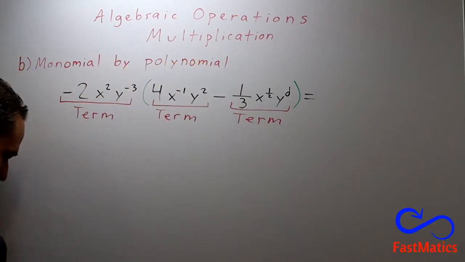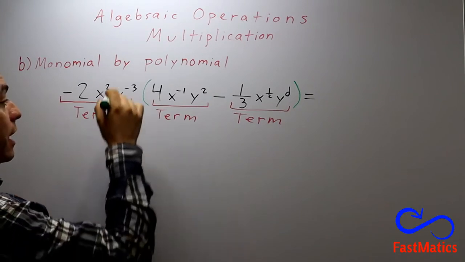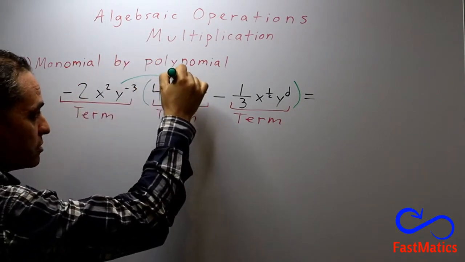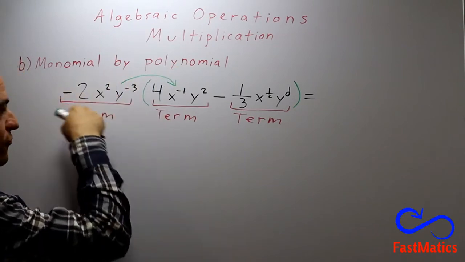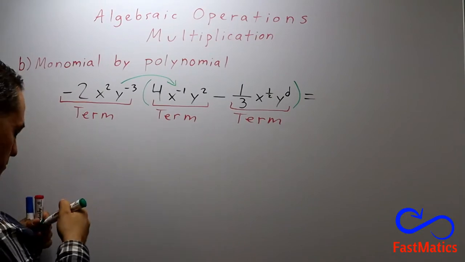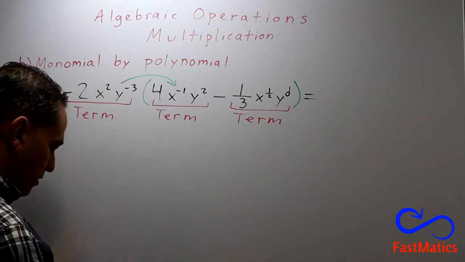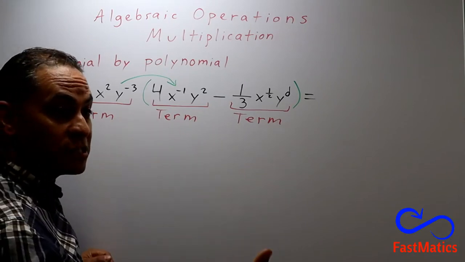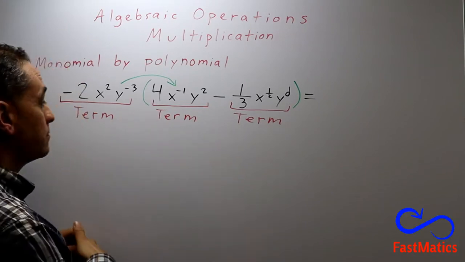And what must I do? Well, I am going to multiply the first term by the first term. And after that, the first term by the second term. And that's it. Remember that for multiplying terms, first of all, signs, after that, coefficients, and after that, letters.